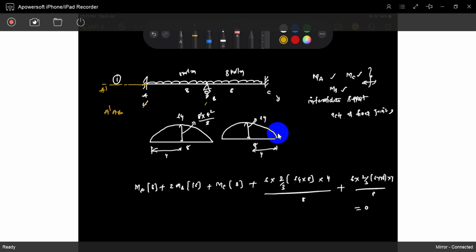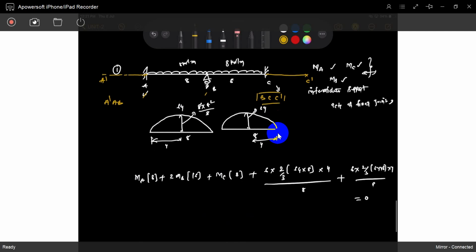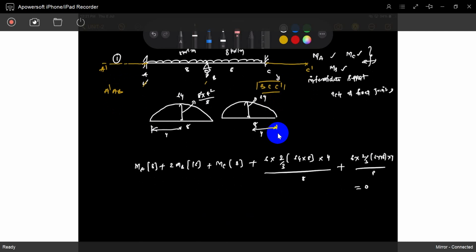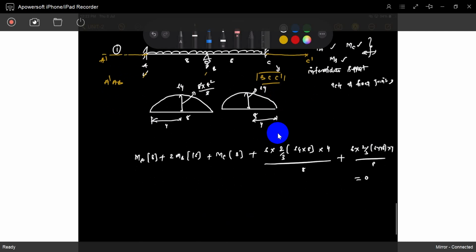So that is the second equation. At the same time you expand the other side and call it C dash. Now apply it to BCC dash, and you will get an equation in terms of MB and MC. So now we have three equations and three unknowns. You can solve it. I will try to solve some problems, and later I will leave some for you.